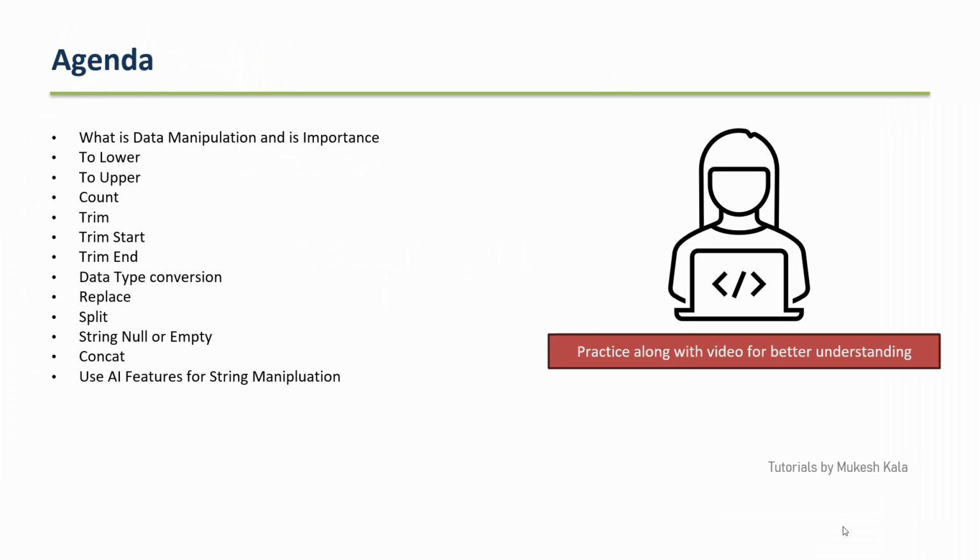To upper, to lower, count, trim, replace, split, concat, and also we are going to see how you can utilize the AI features for doing the string manipulation. In case you are someone who is struggling to get ahead with data manipulation and you are facing difficulty with string manipulation, you can watch this video in a step-by-step manner. Not only this, I would recommend you to just open your UiPath Studio and follow along this tutorial. So at the end of this video, you will also have a clear understanding of all these topics.